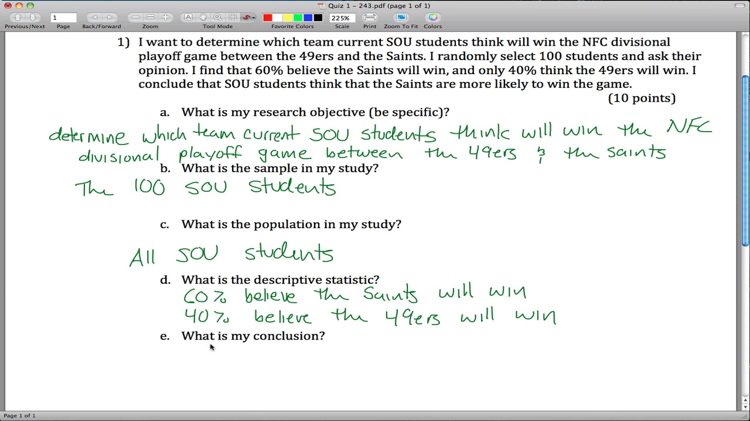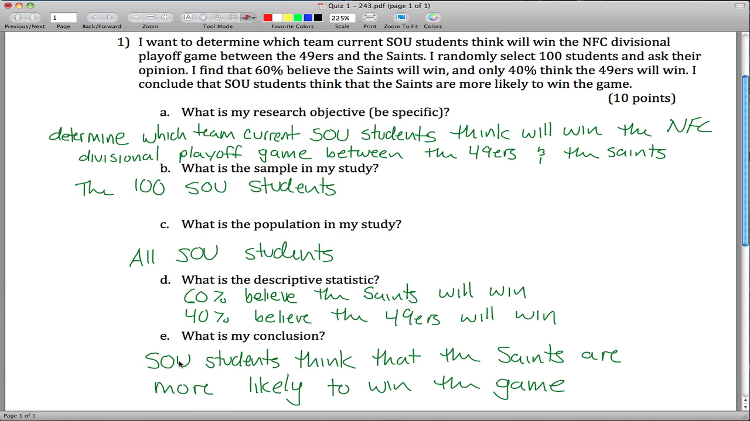All right, and then finally our conclusion. I think it even says here, I conclude that, kind of nice keywords, SOU students think that the Saints are more likely to win the game. So the conclusion is that SOU students think that the Saints are more likely to win the game. All right, so that's all from number one. Your answers might be slightly different than this, but it should be more or less this idea.